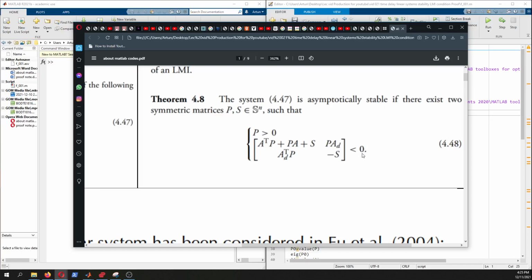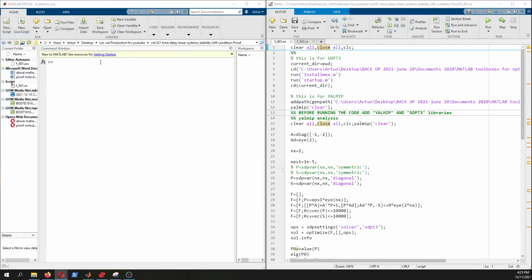Now let us look at the problem. I called this F001. You can download the MATLAB codes as well using the GitHub link down in the description section below. Okay, so this is clear.